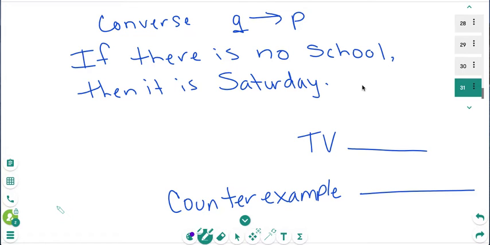So if we're looking at the converse, we have to determine the truth value for that. Is there any way that that would not be true? And the answer to that is yes, because we could say if there is no school, then it's Sunday. So the truth value for this converse is false. And the counterexample would be that it could also be Sunday. It doesn't only have to be Saturday.